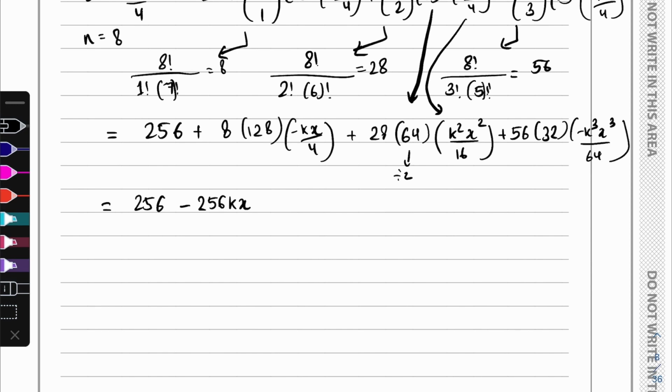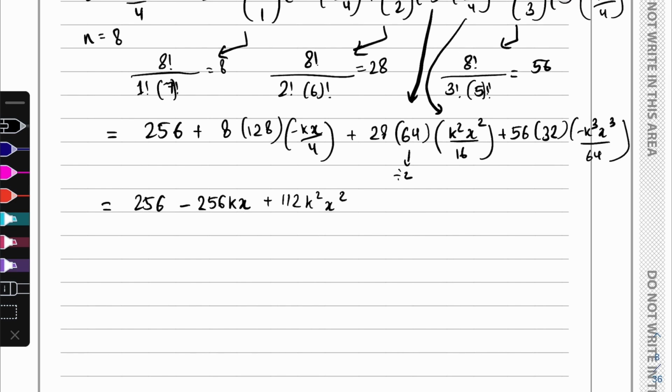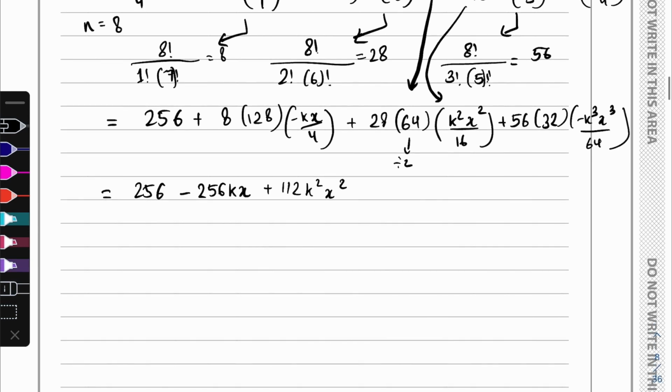So it's 28 multiplied by 64 multiplied by 1 over 16, or k squared over 16. This gives us 112 k squared x squared. Then we have 56 multiplied by 32 multiplied by minus k cubed over 64. This gives us what? This gives us minus 28 k cubed x cubed.